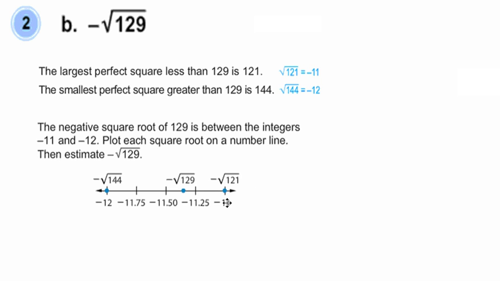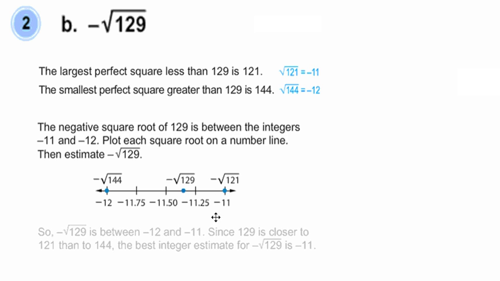So again, we're going to graph on the negatives. Negative 11 is the negative square root of 121. Negative 12 is the negative square root of 144. So when we graph it, we can see that it's closer to negative 11 than it is to negative 12. So we would say that it's closer to negative 11.